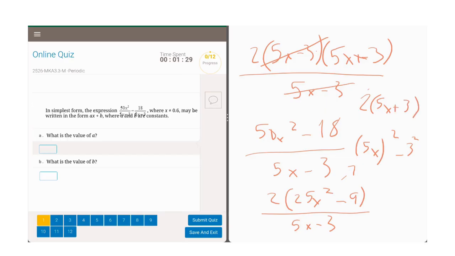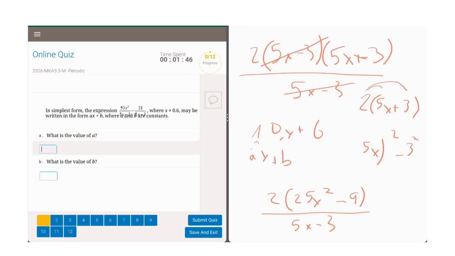We can distribute, and then we can get the answer, which is 10x plus 6. Here they want it to be written in the form ax plus b, so a will be 10 and b will be 6.